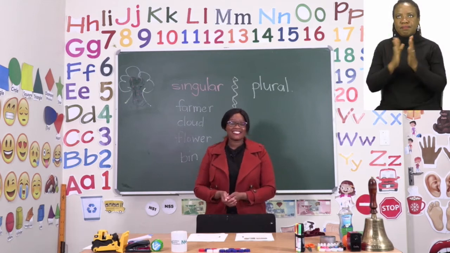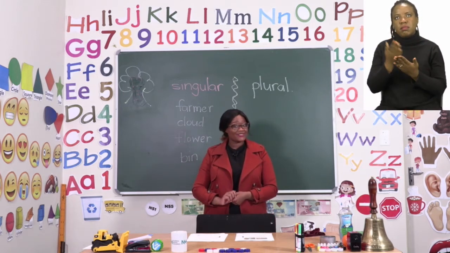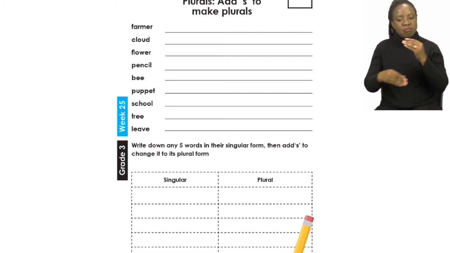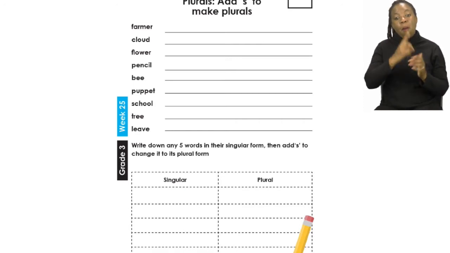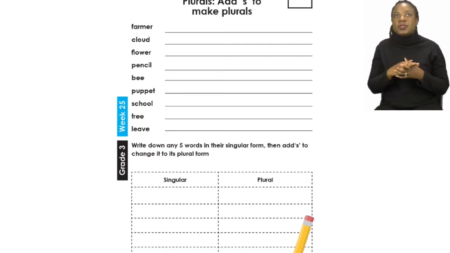To start our lesson today, boys and girls, let us all go to page 12. On page 12, we are going to be doing plurals. And today it's quite simple. They are asking us to just add an S. Remember, singular means one, and then plural means two or many. So we're going to take a few of these words that we have been given and make them plurals.